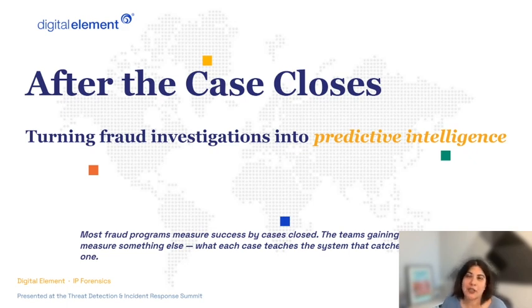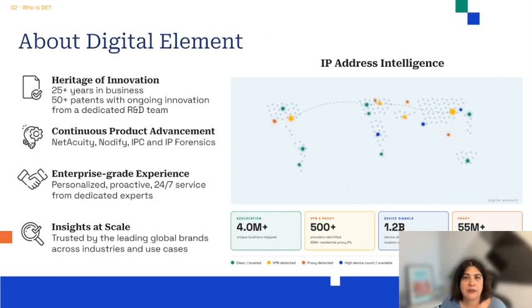I'm a lead product manager at Digital Element, and my focus is on IP intelligence insights and how they can be applied across fraud mitigation, risk assessment, and cybersecurity use cases. Today, I want to talk about something that happens after every fraud case your team closes and what most programs are leaving on the table when they do. The subtitle basically says it all. We're looking at turning fraud investigations into predictive intelligence.